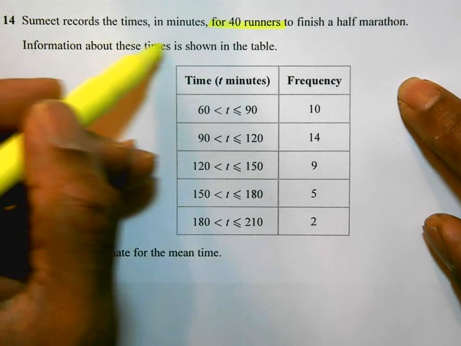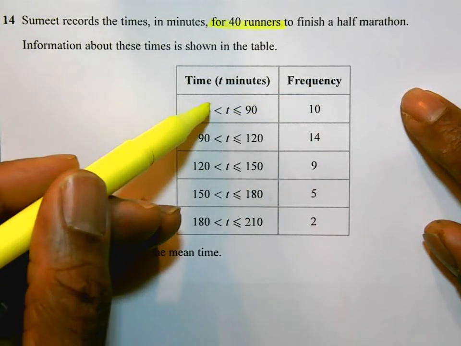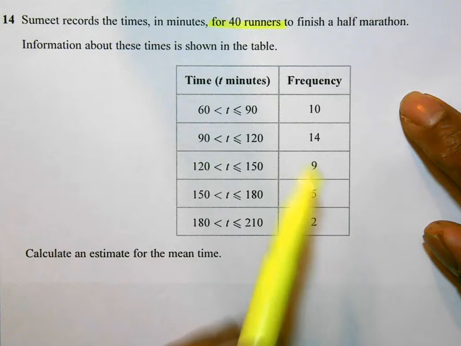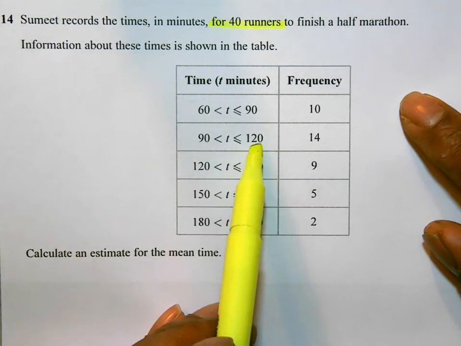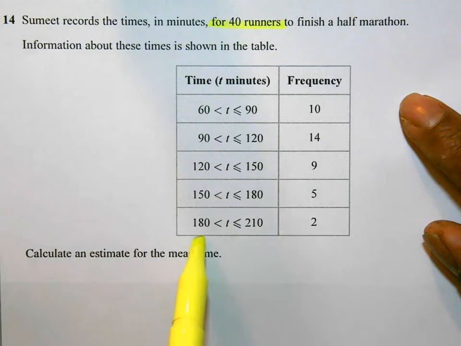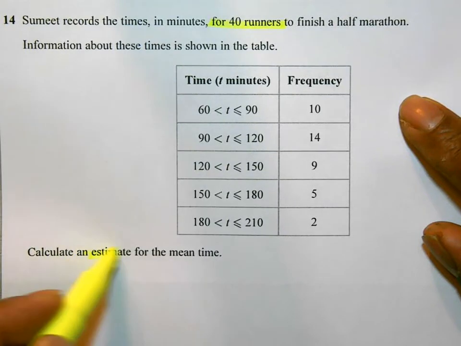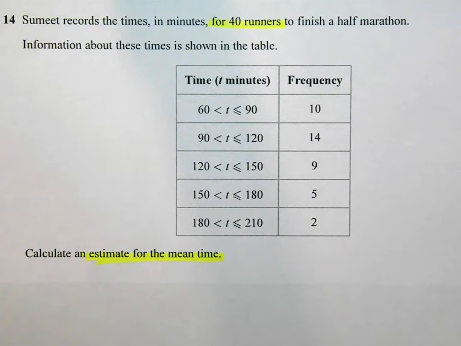So we've got the times as groups, and here we've got the frequency. So 14 runners took between 90 and 120 minutes. 2 runners took between 180 and 210 minutes, and so on. The question wants us to calculate an estimate for the mean time. This is very straightforward. You should know how to do this. This is a case of working out the estimated mean from a grouped frequency table.